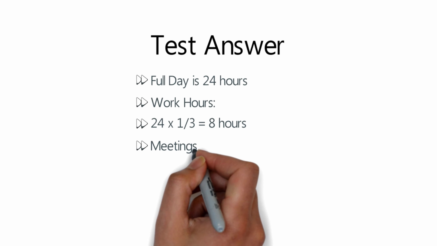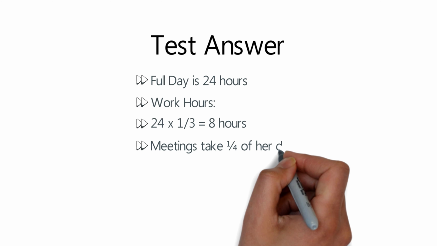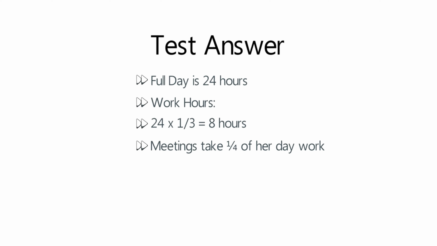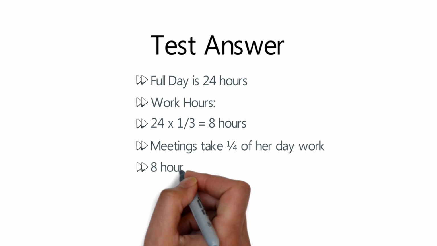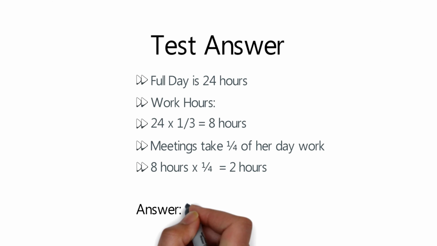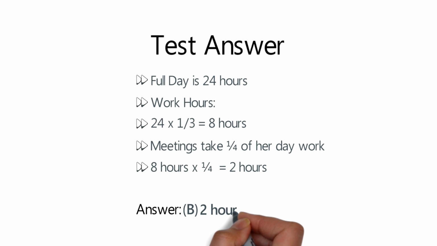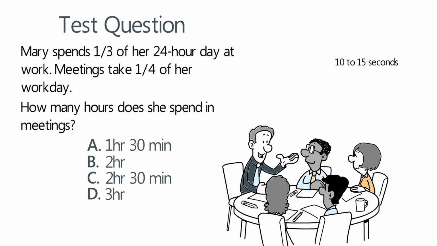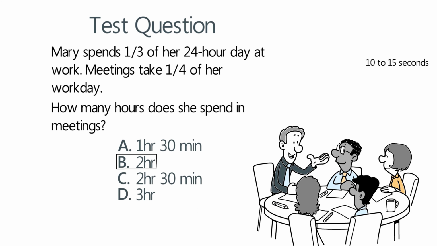Meetings take 1/4 of her workday. So to calculate how much time she spends in meetings, we need to multiply 8 hours by 1/4, and the result is 2 hours. So the correct answer is choice B, 2 hours. Hopefully you've nailed this question and now know how to answer similar problems in the test.